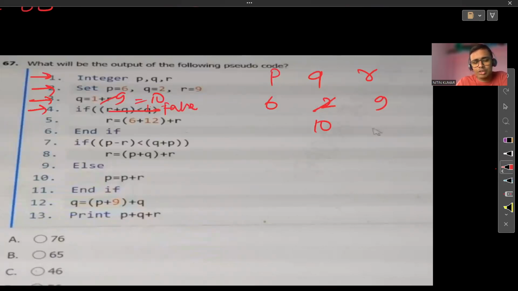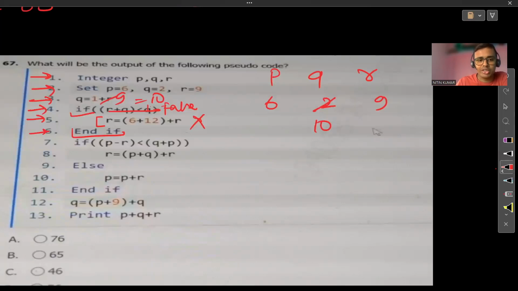So when it is false, do I have to perform the instruction which is written inside the if? No. When the if condition returns false, we don't have to perform the instruction written inside the if condition. Here line number 5 is written as the instruction of this if condition, but the condition returns false, so I don't have to execute it. Now I will move to the sixth line.